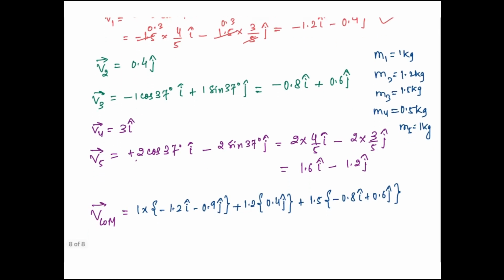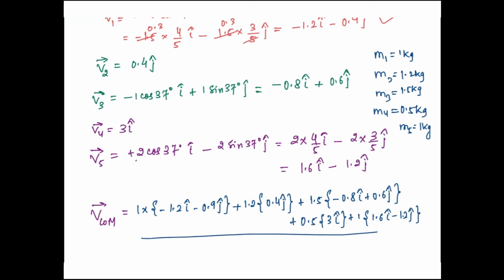Now what will happen? The value of m4 is 0.5, and this is equal to 3 i cap. Now the value of m5, 1 into the value of v5, that is 1.6 i cap minus 1.2 j cap, upon the sum of masses, that is m1 1 plus 1.2 plus 1.5 plus 0.5 plus 1.